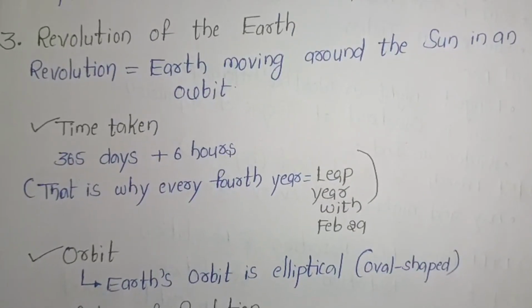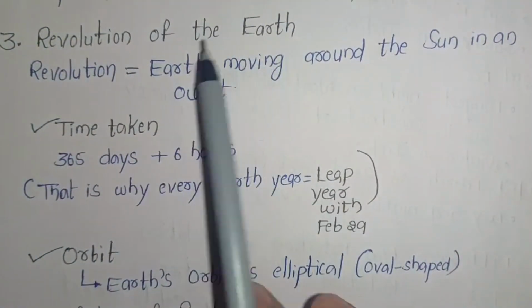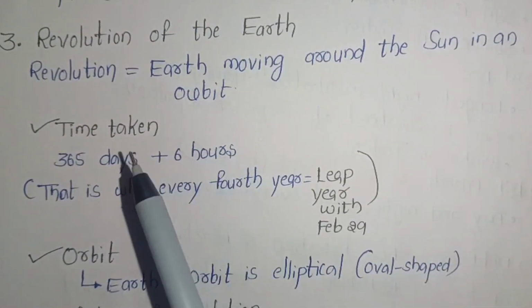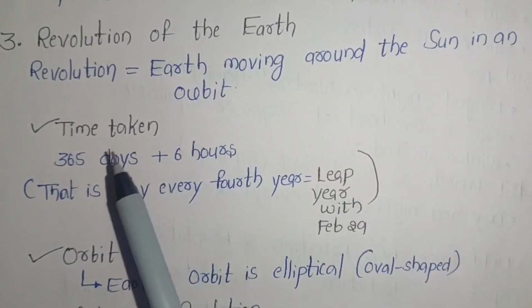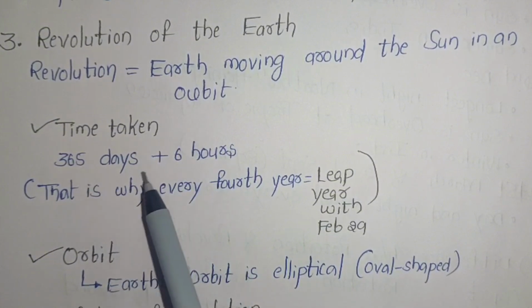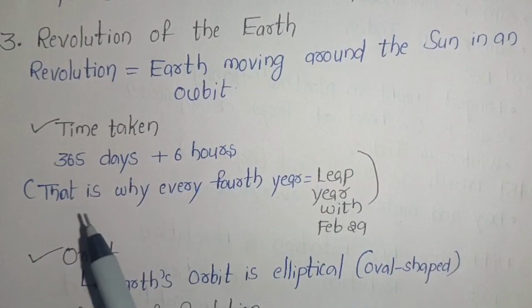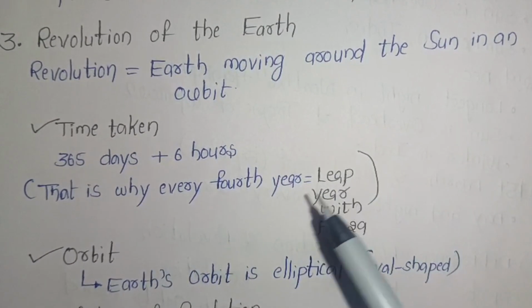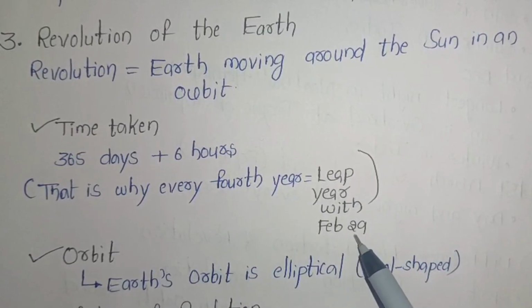Now let's discuss the revolution of the earth. Revolution is the earth moving around the sun in an orbit. I hope you understood. The time taken for the revolution of the earth is 365 days plus 6 hours. That's why every fourth year, known as a leap year, we have one extra day, February 29.